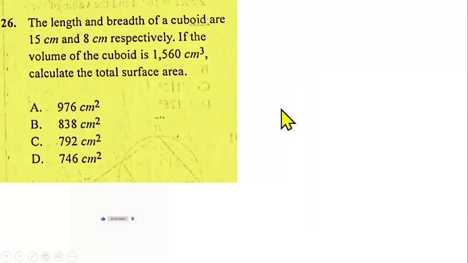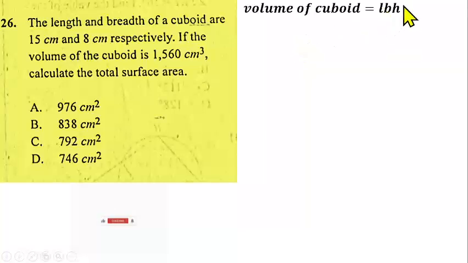So we know that in calculating the total surface area of the cuboid, we need the length, we need the breadth, and we need the height. The height is not given, so we cannot find the total surface area of the cuboid yet, but we are given the volume. So the volume given to us can enable us to find the height of the cuboid, because we know that the volume of a cuboid is length times breadth times height.